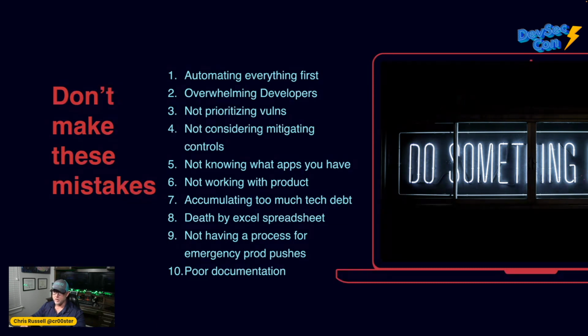Don't overwhelm developers. If you're not prioritizing vulns, you might have people spending a lot of time fixing things that aren't even really a concern compared to things that are more critical. So you have to have prioritization in there. It can't just be a list of thousands of vulns and they have to figure it out.